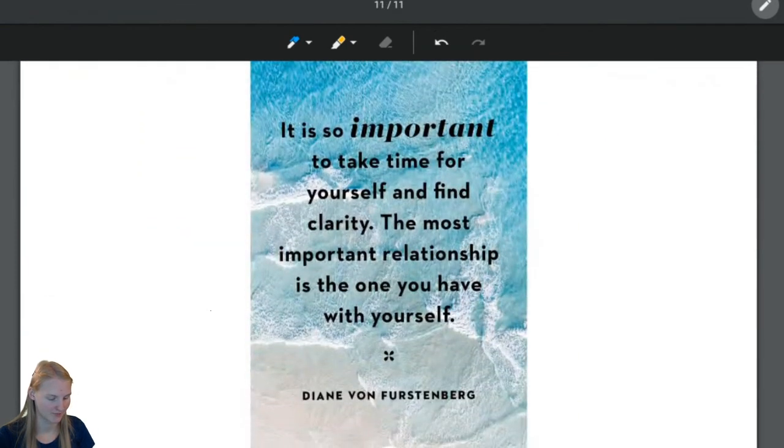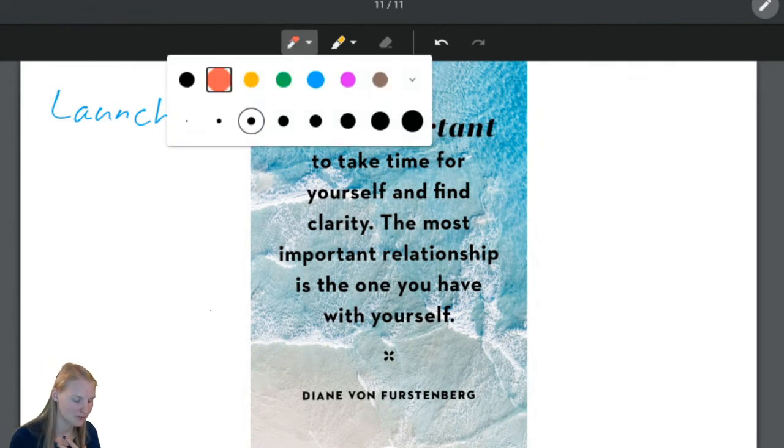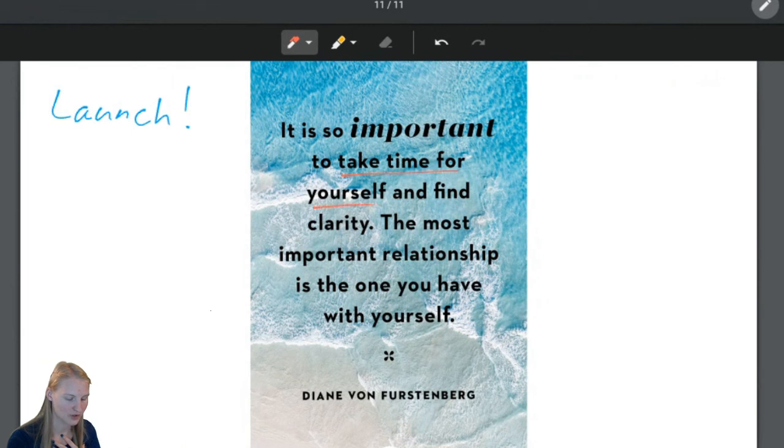All right, and lastly, we are going to launch you out of here for today. This one comes from Diane von Furstenberg, and she says, it is so important to take time for yourself and find clarity. The most important relationship is the one you have with yourself. So, what this means, I'm going to get a different color. Take time for yourself. The most important relationship is the one you have with yourself.